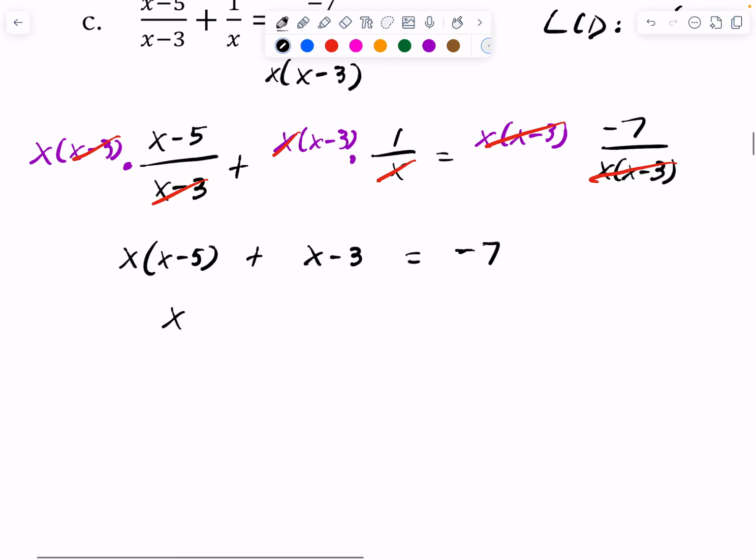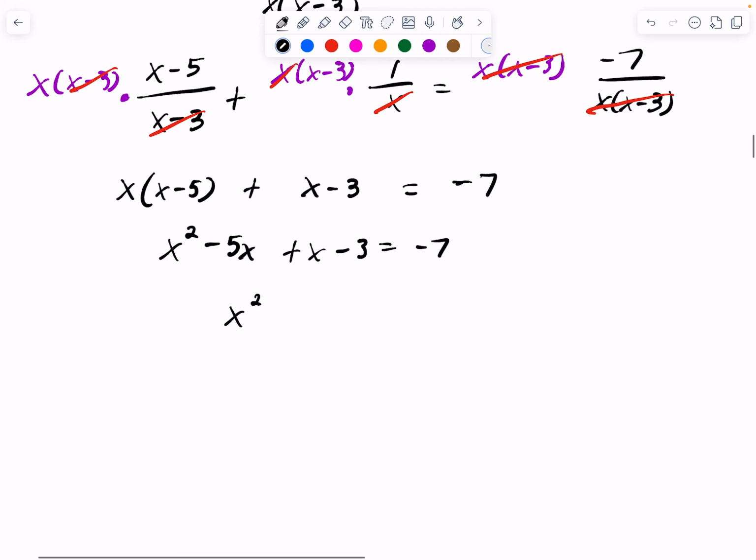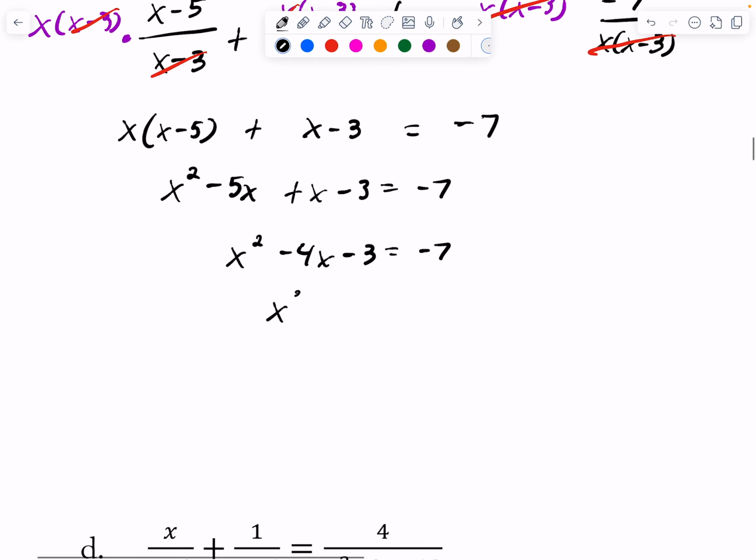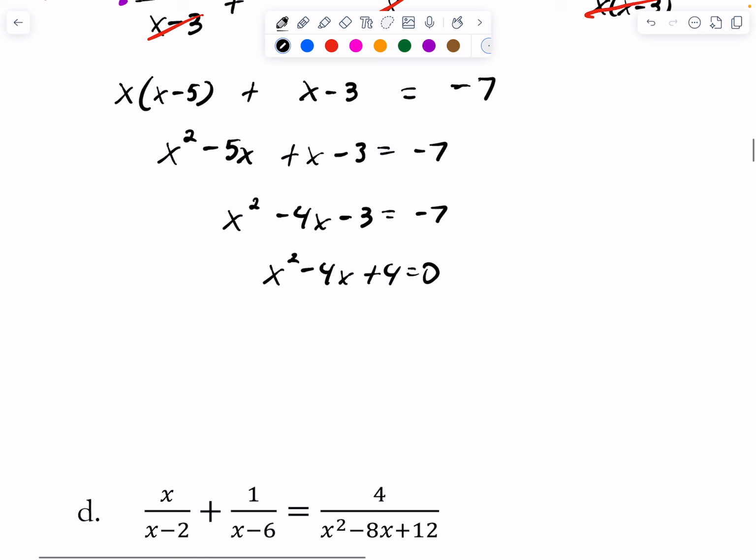All right, I think we're finally going to get a quadratic here. Distribute: x squared minus 5x plus x minus 3 equals negative 7. Combine like terms. X squared minus 4x minus 3 equals negative 7. Let's get this equal to 0 so we can factor. Moving that over with adding 7 is going to be plus 4. And so I'm going to factor this.